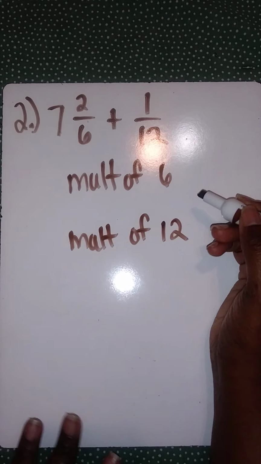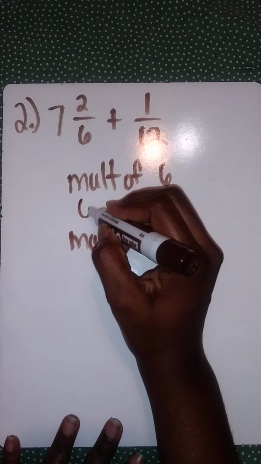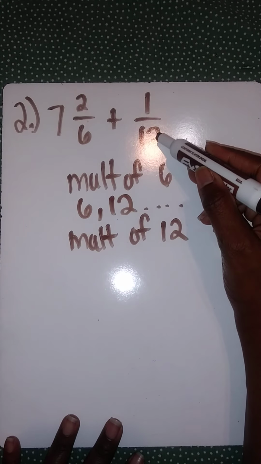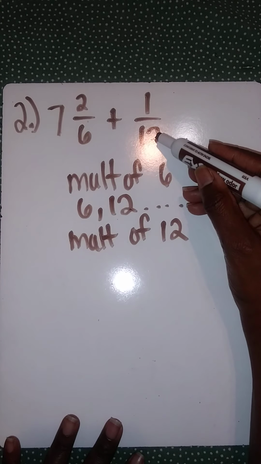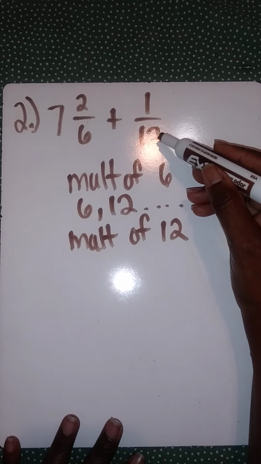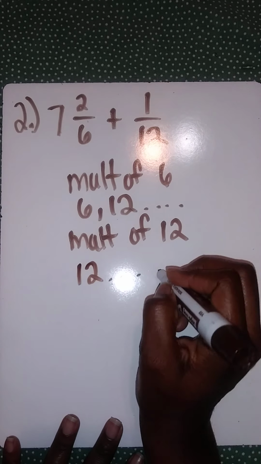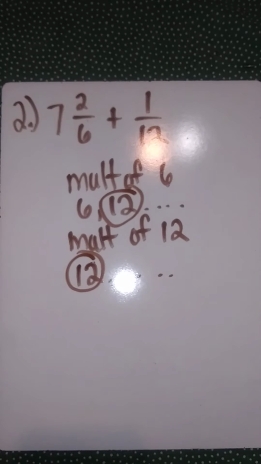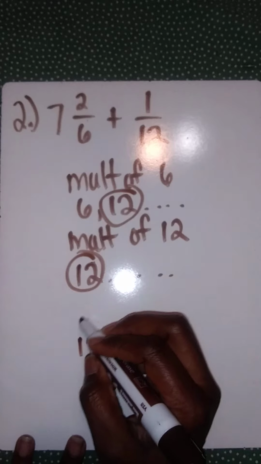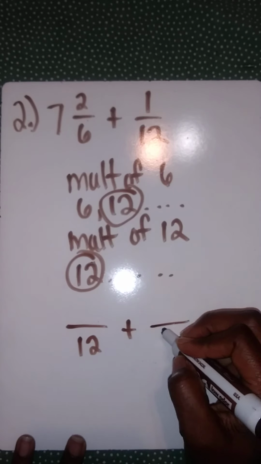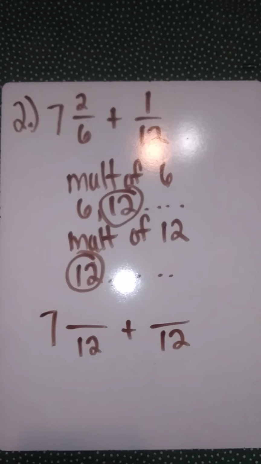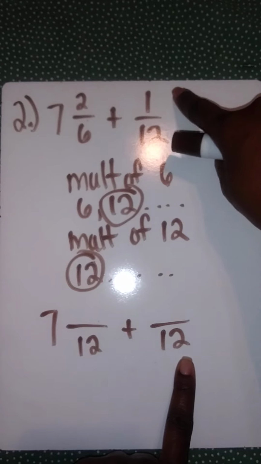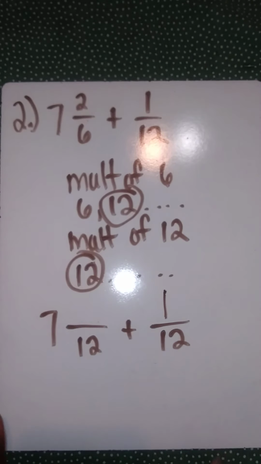So if I think about my multiples of 6, I got 6, 12. And I'm going to stop because I noticed that that's a 12 and this denominator is a 12 here. So I know that when I write my first number for my multiples of 12, that first number is going to be 12. So the first number they have in common is 12. So write your new denominator and bring down that whole number. I told you all that if your denominator does not change, your numerator also does not change.